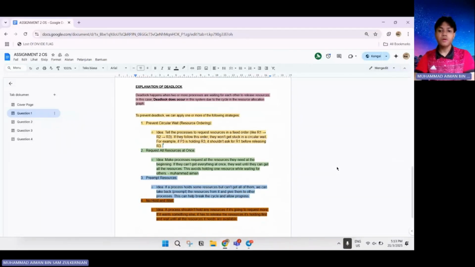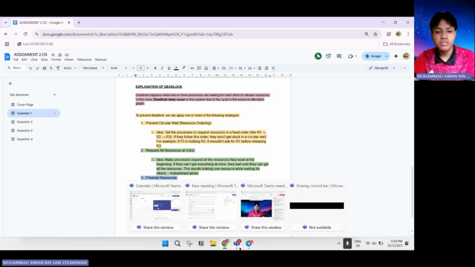Okay, so for question 1, the second idea to prevent the deadlock is to request all resources at once. First, we want to make processes request all the resources they need at the beginning. If they can't get everything at once, they wait until they can get all the resources. This is to avoid holding one resource while waiting for others, so it can prevent circular wait. So that's it for the second.